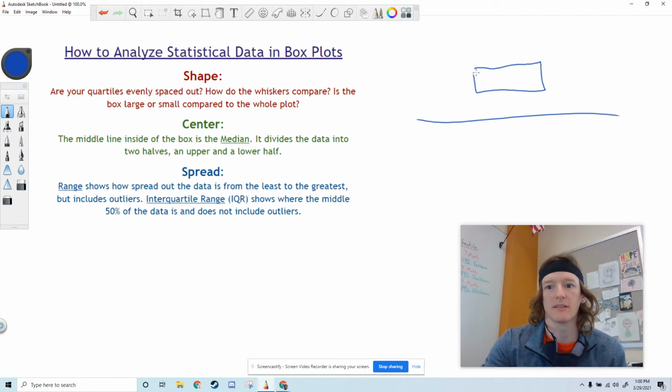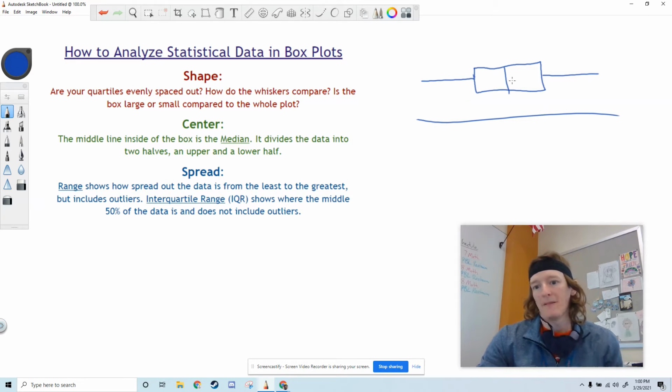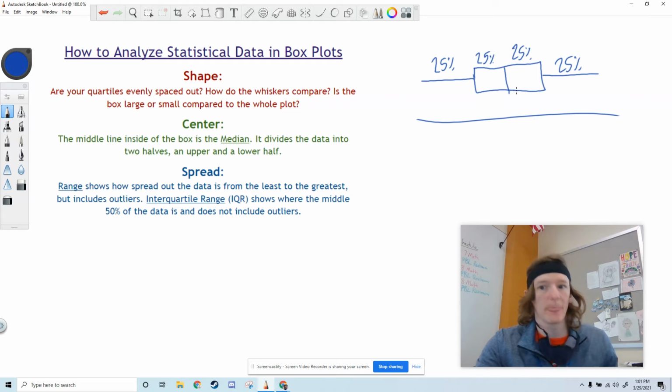There's a box, there's a line coming out, a line coming out, and there's a line in the middle. What these box plots show us is where 25% of our data is, 25% of our data, 25% of our data, and 25% of our data. The box plot has this middle line, and this is our median. We have a dot here. This is our least, and this end side is our greatest.